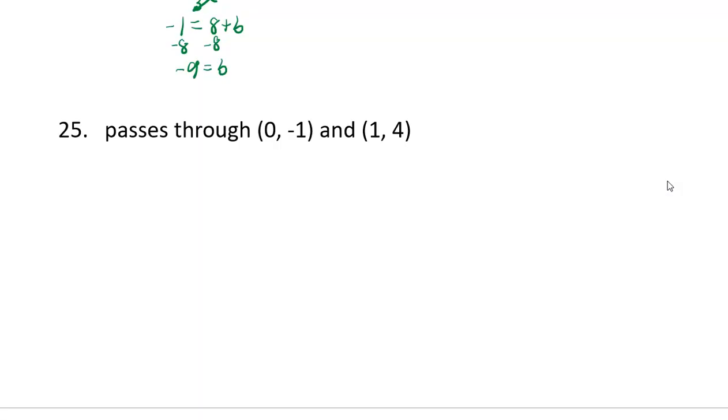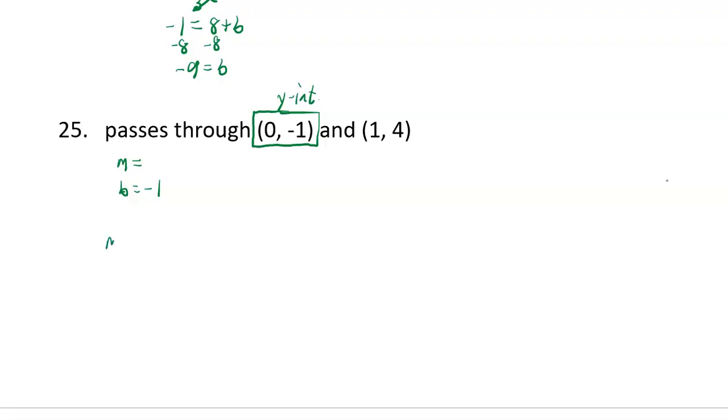Number 25, there's a line that goes through these 2 points. To find the equation of the line, you have to know what m is, and you have to know what the b is. You need to know these 2 numbers. Well, we do know the b. 0, -1 is the y-intercept. The y-intercept is a dot on the y-axis, and any dot on the y-axis has a 0 as its x-coordinate. So the value of b is -1. We know that, but we don't know the m.